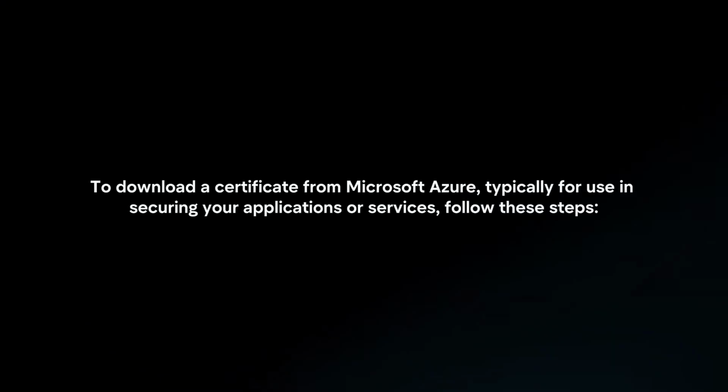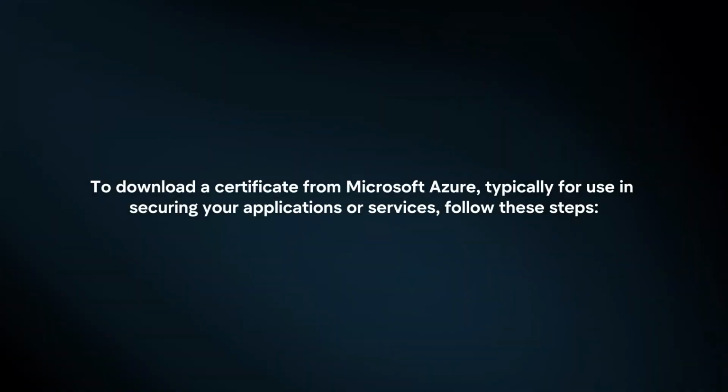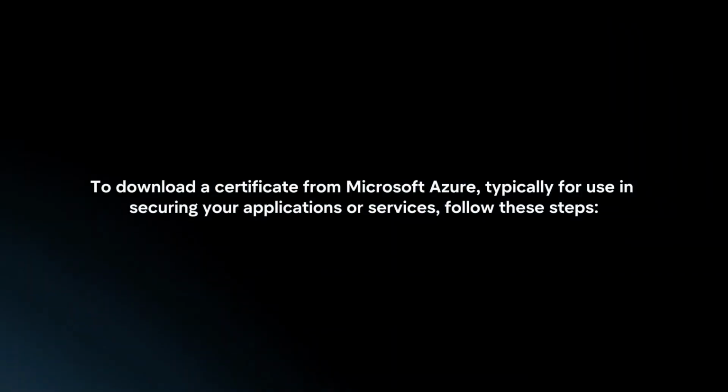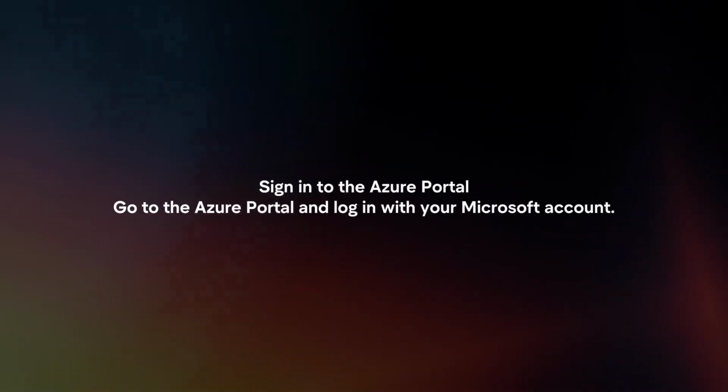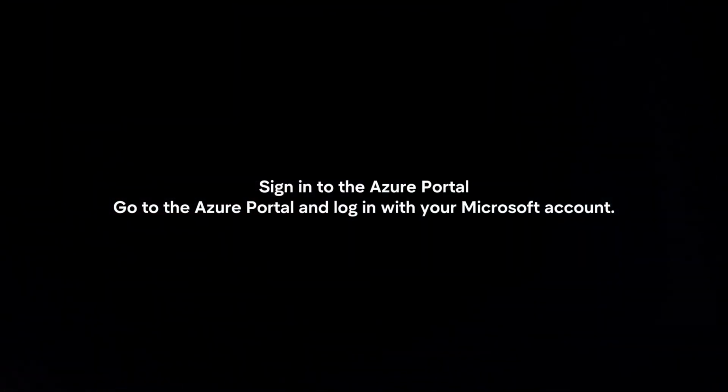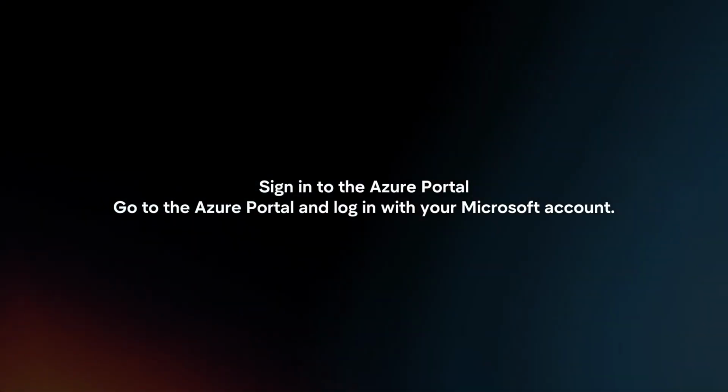To download a certificate from Microsoft Azure, typically for use in securing your applications or services, follow these steps. Sign into the Azure portal. Go to the Azure portal and log in with your Microsoft account.